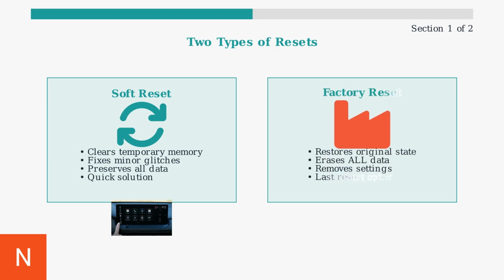A factory reset, on the other hand, is a more drastic measure that restores the system to its original state, completely erasing all user data, saved locations, and custom settings. Factory resets are typically accessed through hidden service menus or specific procedures, and should only be used when a soft reset fails to resolve the issue.